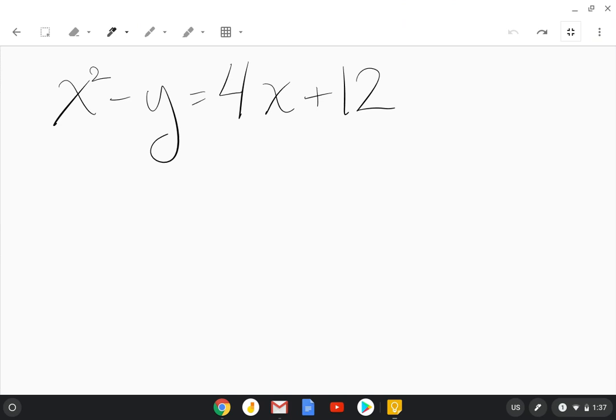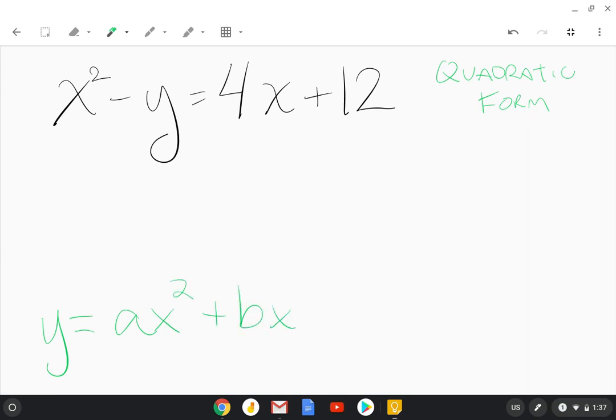So the first thing they ask us to do is to put this equation in quadratic form. That's the first question. And that means that it needs to be in the following format: y equals ax squared plus bx plus c. In other words, the y needs to be moved over here by itself, and the x's need to be on the other side. Okay, so I'm actually going to grab that and move it down.